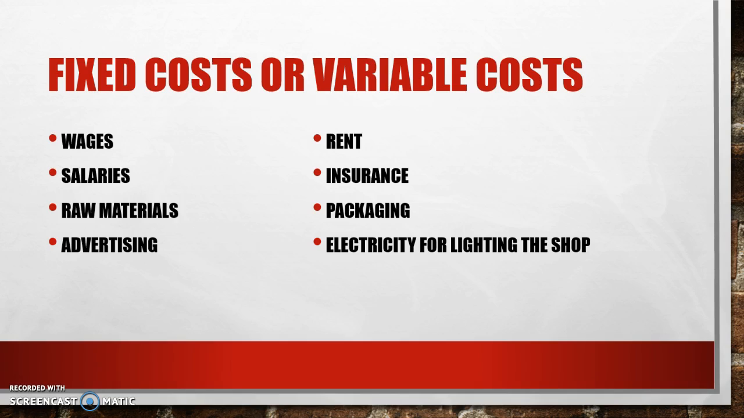So we're now on to our fixed costs or variable costs. So I've put 8 costs on here. Some of them are fixed, some of them are variable. So if we think about our definitions for fixed costs and variable costs, if you look back at your revision notes that you should have now. So fixed costs are costs that do not change depending on how many we produce. And variable costs do change depending on how many we produce. So pause the video now. Which of these are fixed? Which of these are variable?